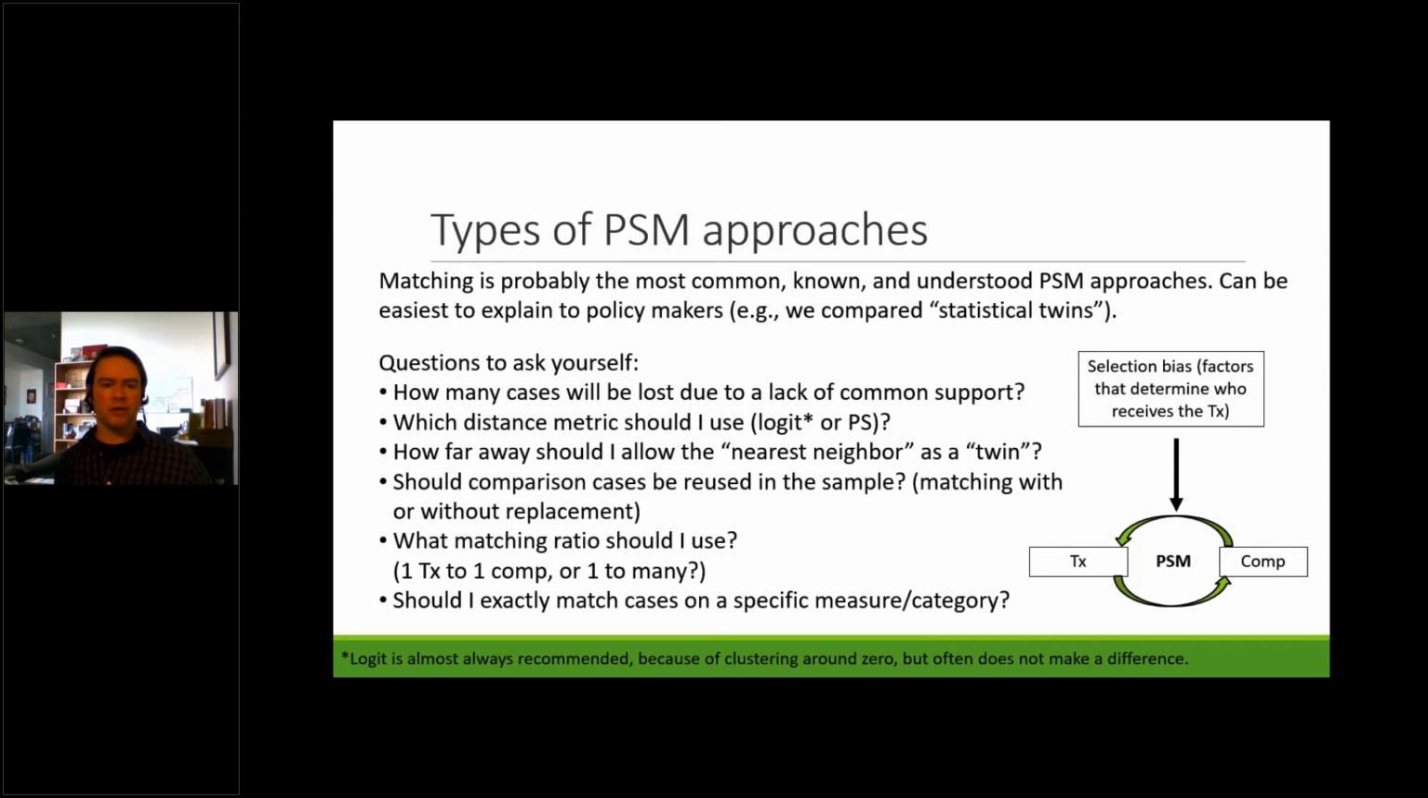You should also ask yourself how far away should I allow the nearest neighbor as a twin? This is talking to a caliper, which we'll speak to in a moment. Should the comparison cases be reused in the sample? So are we matching with or without replacement? What matching ratio should I use? One treatment case to one comparison case, so that's 1-to-1 matching, or should I use 1-to-many matching? Should I exactly match cases on a specific measure or category? This is the question of whether or not we should use exact matching versus anything else.